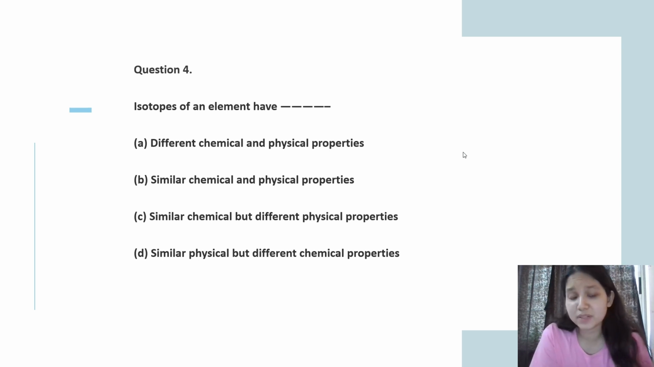Isotopes of an element have. I have given you 4 options. Do they have different chemical and physical properties? Do isotopes have different chemical and physical properties, or their chemical and physical properties are same? So can anybody tell me what are isotopes briefly? Can anybody recall the definition of isotopes?